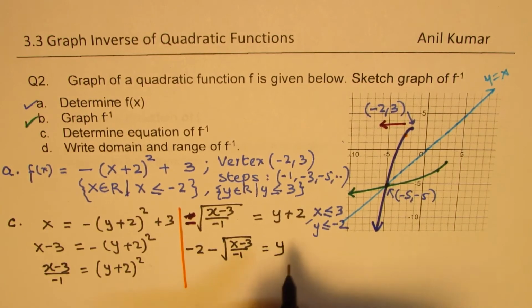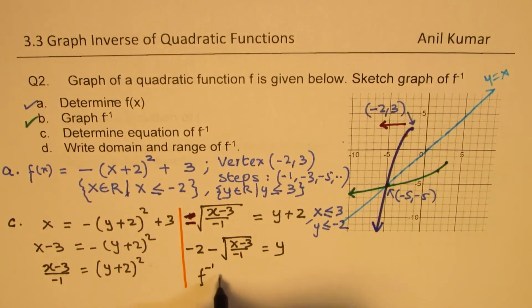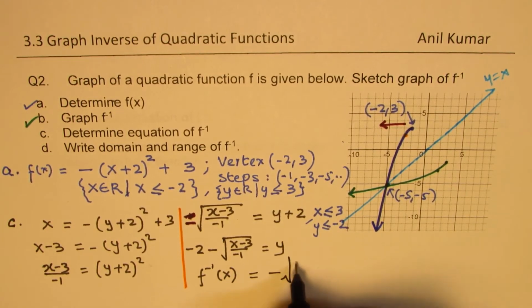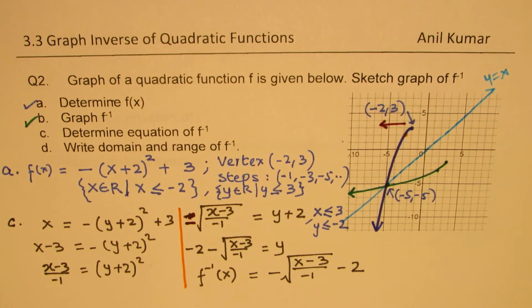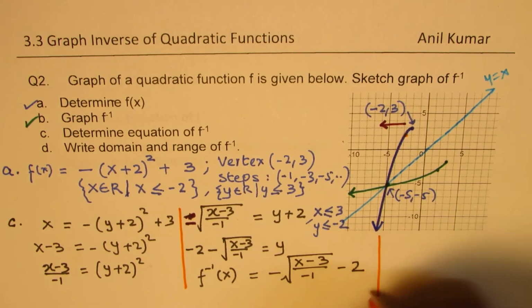equals y. So we can now write that the inverse is a function and its value is minus square root of x minus 3 over minus 1 minus 2. So that ensures that the range of this function is actually less than or equal to minus 2. Does that make sense to you? Correct? And now let's write the domain and range of the inverse function.